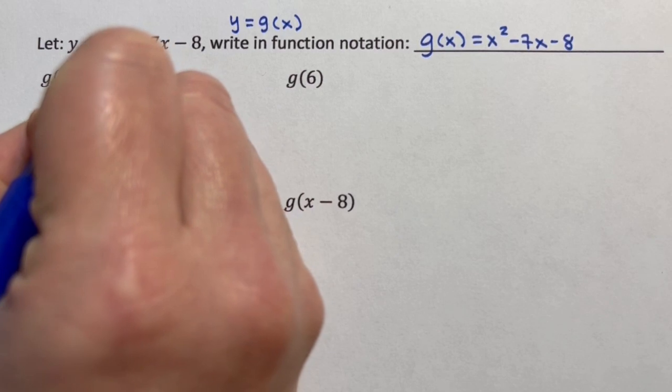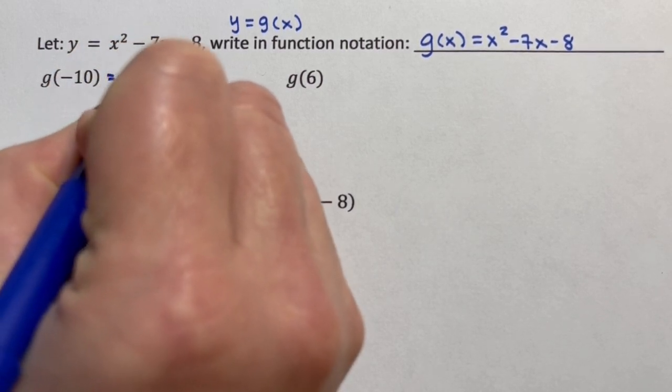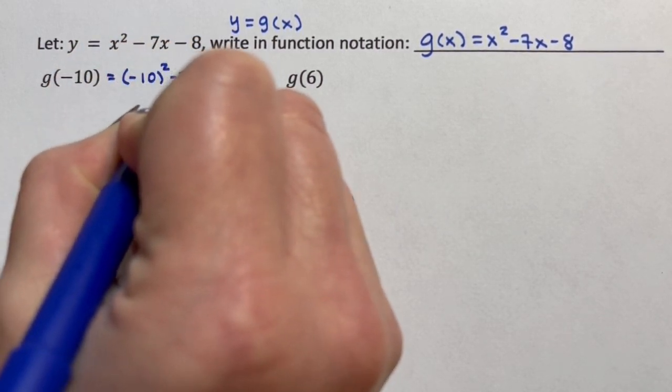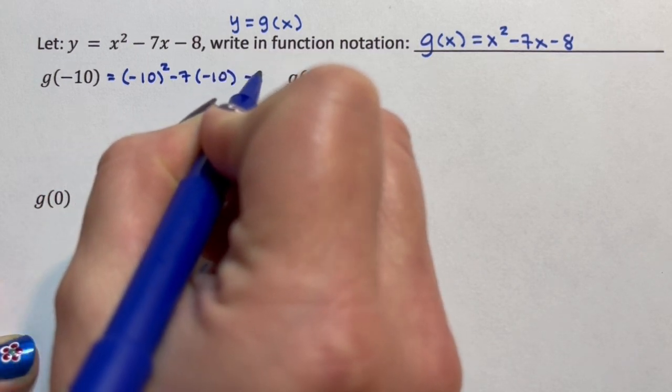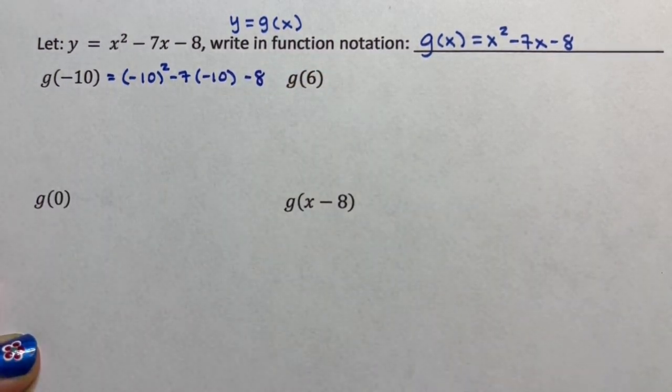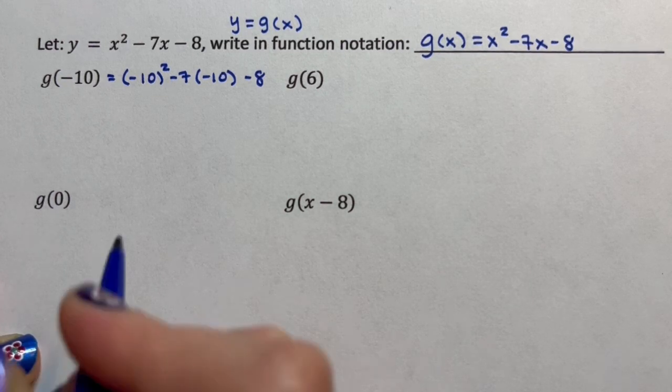So what I'm going to do is write (negative 10) squared minus 7 times negative 10 minus 8. I use those parentheses because when I take that negative 10 and square it, I want to make sure I get a positive 100, not a negative 100. And if I don't write the parentheses, that negative is technically not being squared. So to be technically correct, I need the parentheses. So yes, you do need the parentheses.